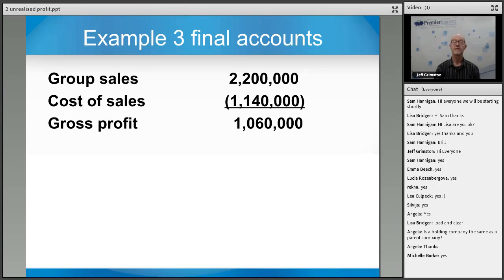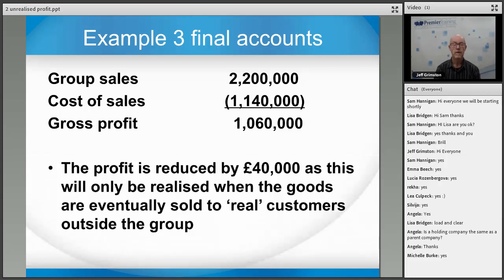Our profit is 40,000 less than in the earlier examples because 40,000 of our profit has not been realised. Put another way, our inventory is worth £40,000 less than we thought it was. We, being everybody who's in the group. We've reduced it by 40,000, and that will be realised when those goods are sold. Let that sink in for a second.